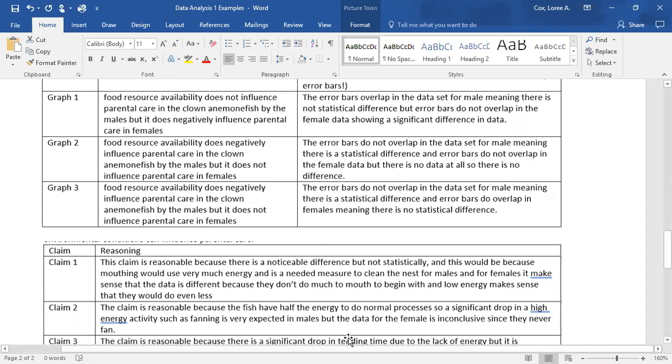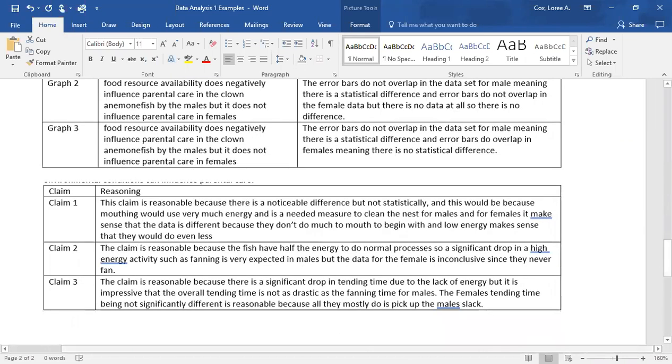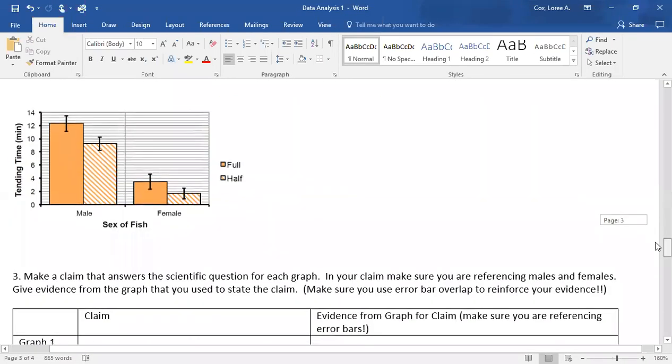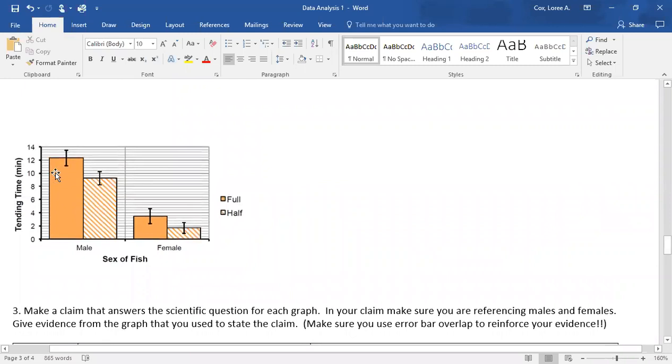Reasoning, the claim is reasonable because the fish have half the energy to do normal processes, so a significant drop in fanning is expected in males. Data in female is inconclusive. Very, very good. Okay, graph 3. Let's look at graph 3. Okay, I see in males statistically significant difference because we do not have overlap of error bars. Females, not statistically significant because full or half empty belly, we see overlap, meaning no statistical difference.